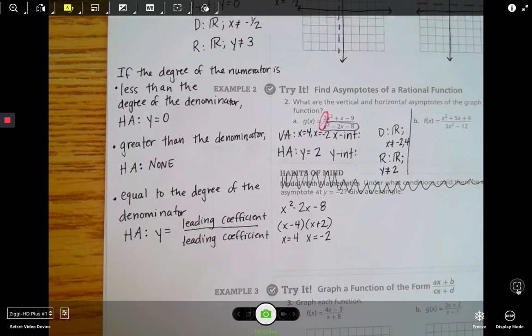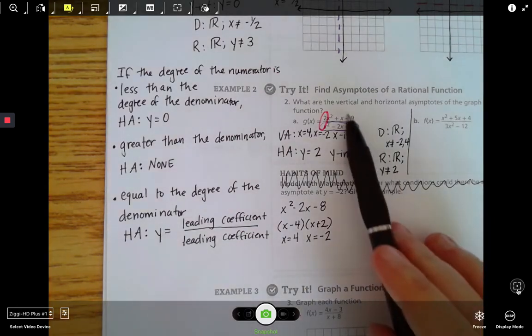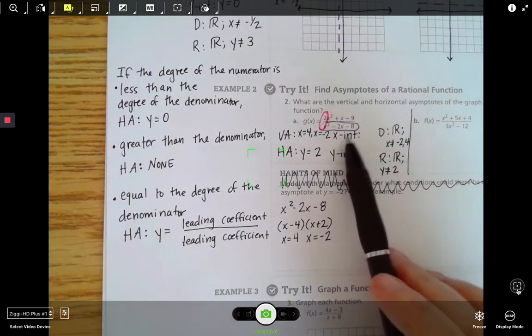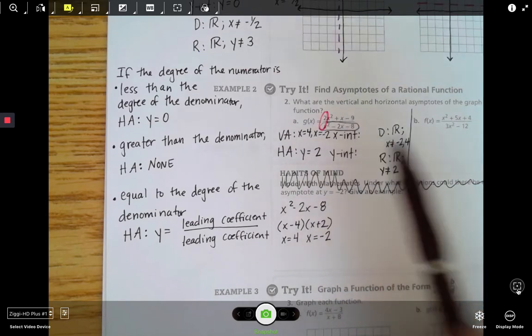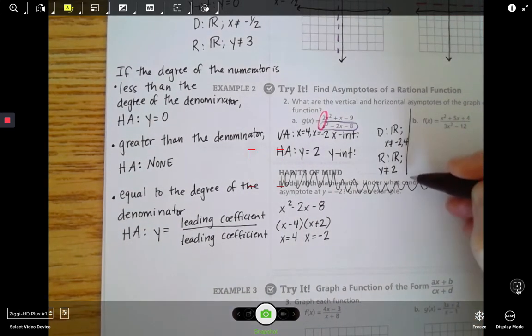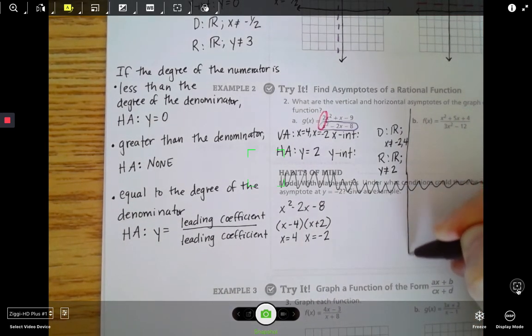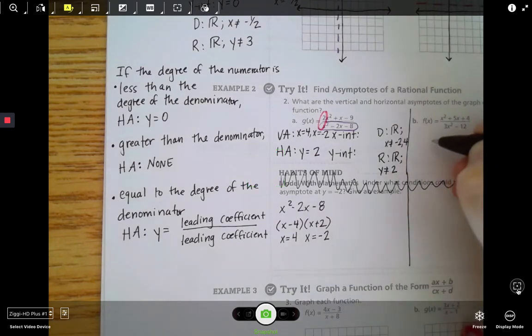Because we'll come back, because these are going to give us very ugly x and y intercepts, and we don't really have enough room for those. So if we have time at the end, we might come back and work those, okay? But for now, let's just focus on our vertical asymptote, horizontal asymptote, domain, and range.